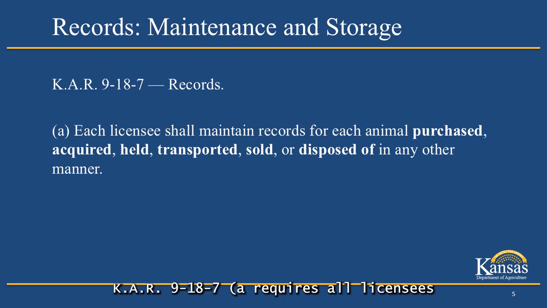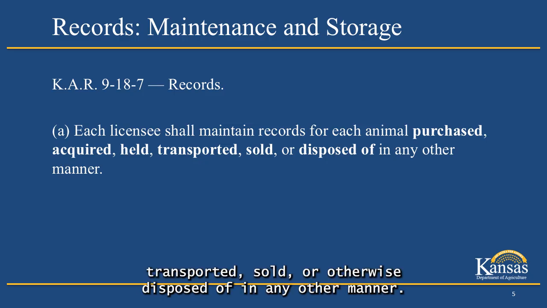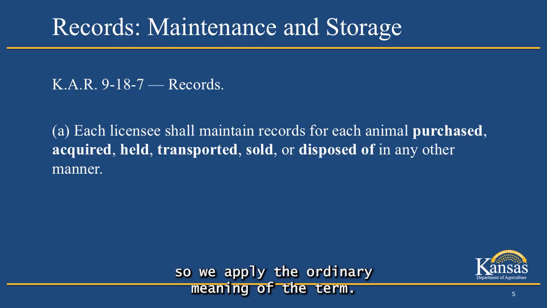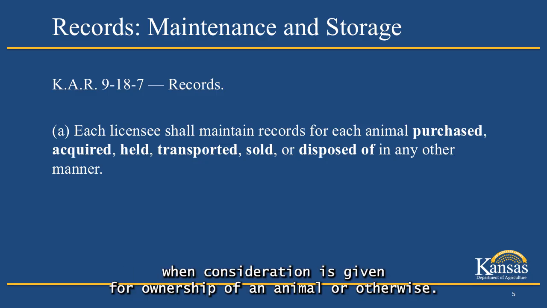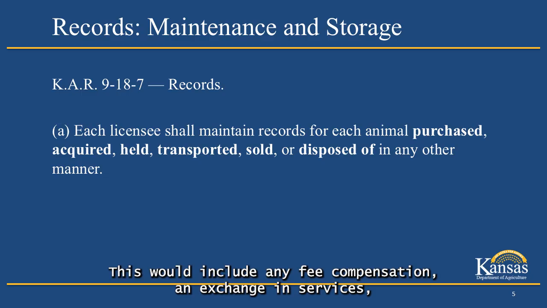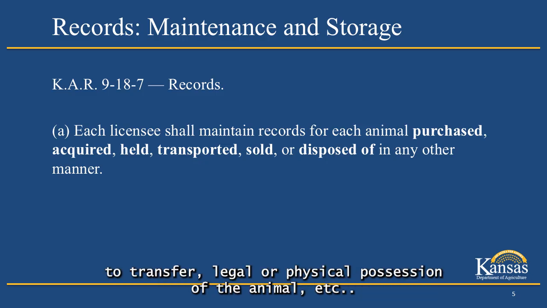KAR 9.18.7a requires all licensees to maintain records for every animal that is purchased, acquired, held, transported, sold, or otherwise disposed of in any other manner. Some of these terms are not defined in regulation, so we apply the ordinary meaning of the term. So the ordinary meaning of purchased and sold would include any scenario when consideration is given for ownership of an animal or otherwise when the animal is transferred on the condition that something of value is given in exchange for the animal. This would include any fee, compensation, an exchange in services, a promise to reimburse or pay for something as a condition for the person to transfer legal or physical possession of the animal, etc.